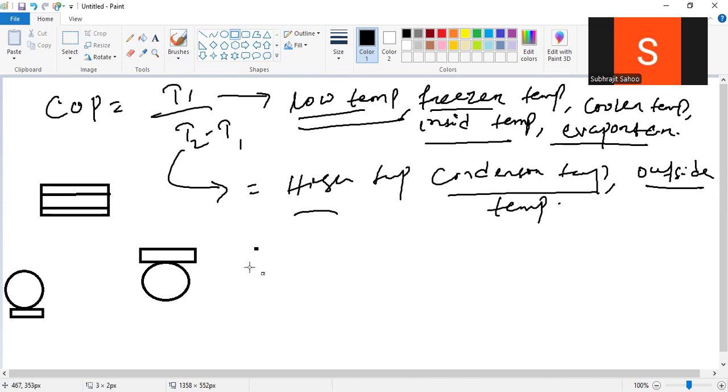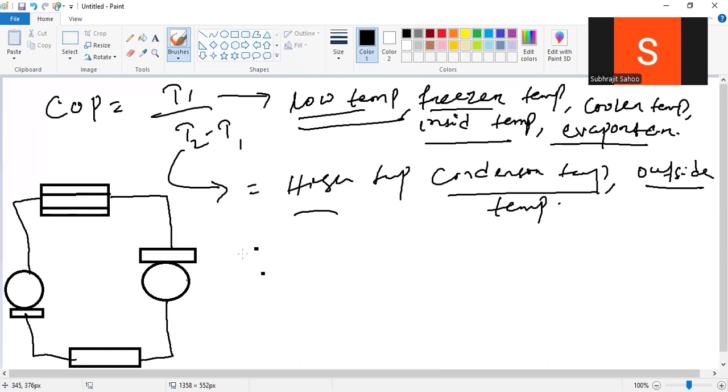Expansion device may be a turbine, may be a cylinder-piston arrangement, anything. This is called the evaporator. Next, pipeline connections are there from here to here, here to here, and here to here, right?